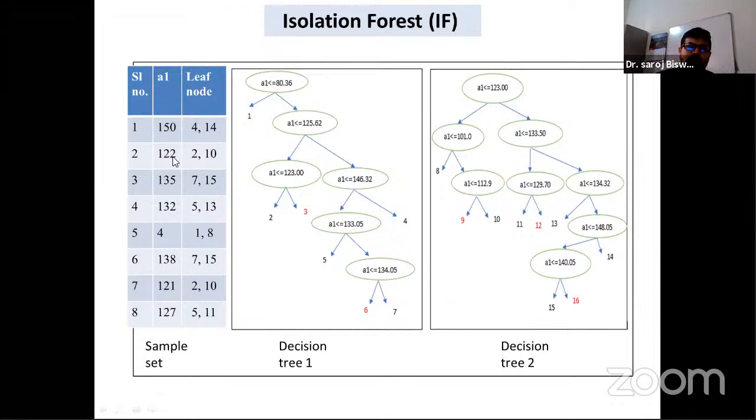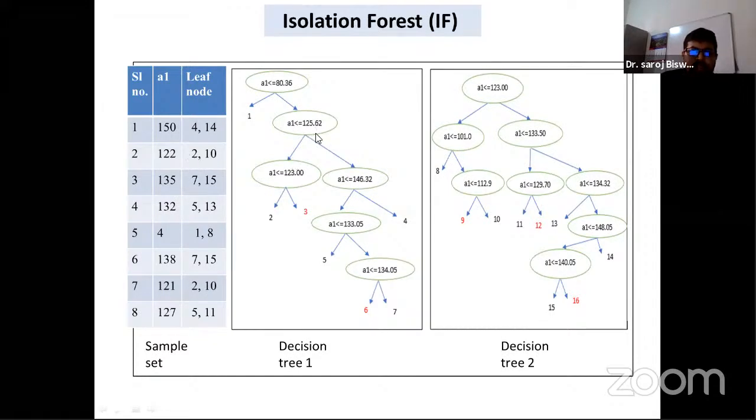Now the algorithm will create a number between the lowest value, 121, and this one. One random number is generated, and that random number is 123. This is the threshold now. So which observations come on the left-hand side? This observation comes because its value is 121, so it is labeled as 2. Similarly, 122 also comes here, so it is labeled as 2.